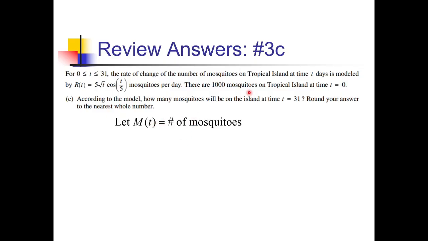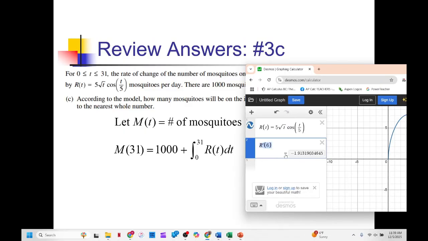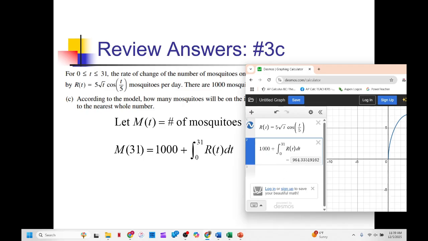So now m of 31 in this case, we have to take into account the 1,000 mosquitoes that we started with, so let's make sure we don't forget about them. But then we have to add the total change in mosquitoes from time 0 to 31. So that's going to be the integral from 0 to 31 of this r of t function. And now we'll just do this directly in the calculator. So we've got 1,000 plus integral 0 to 31 of r of t dt, and that rounds off to 964 mosquitoes.